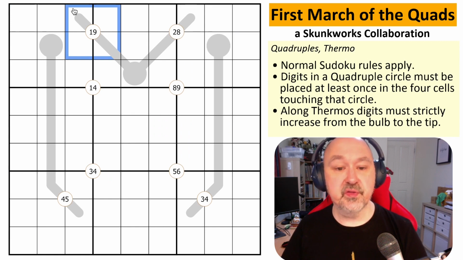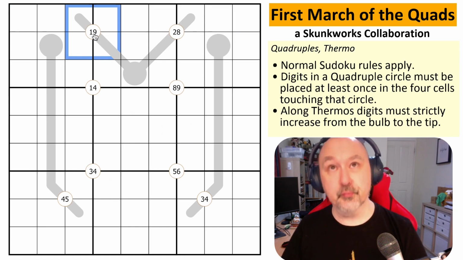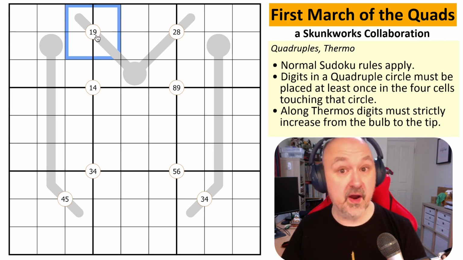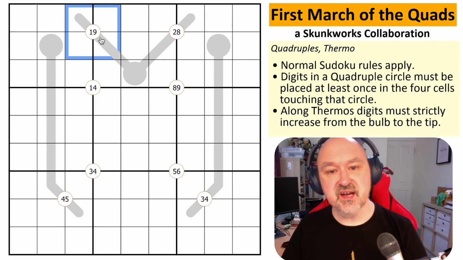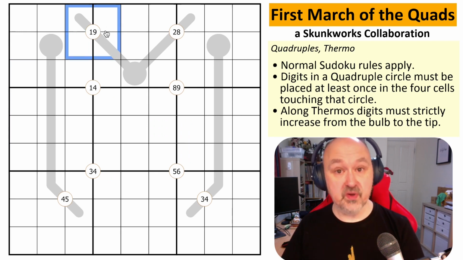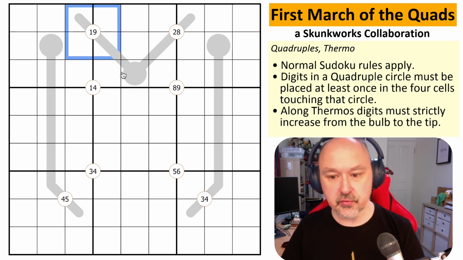With the way quadruples rules work, I need to get better at saying that, there are these circles, and in the circles there will be digits, sometimes 1, sometimes as many as 4, never 5, for the reason I'm about to say. The digits that are in the circles must be placed at least once in the 4 cells touching the circle. If a number appears more than once on its own, so if there were, say, 2 1s in here, you would have to put 2 1s around here. But most of the time it'll have different numbers. But whatever is in the circle must be placed around in the 4 cells touching that circle.